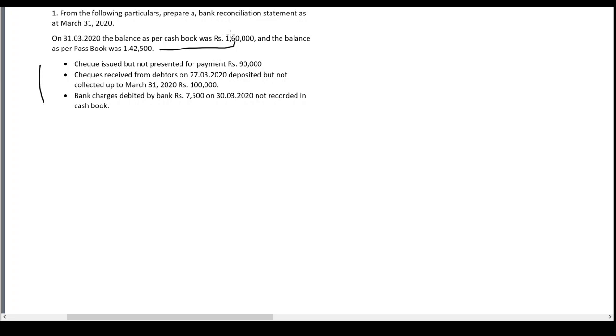So on 31st March 20 the cash book was showing a balance of 1,60,000 but the balance as per passbook was 1,42,500. On comparing the cash book with the passbook, we have found the following reasons for differences. Using these differences, we have to reconcile the cash book balance with the passbook balance. So let us start preparing the bank reconciliation statement. We'll simply write bank reconciliation statement of Messrs. I don't have the name, so I'll just write traders, as on 31st March 20.